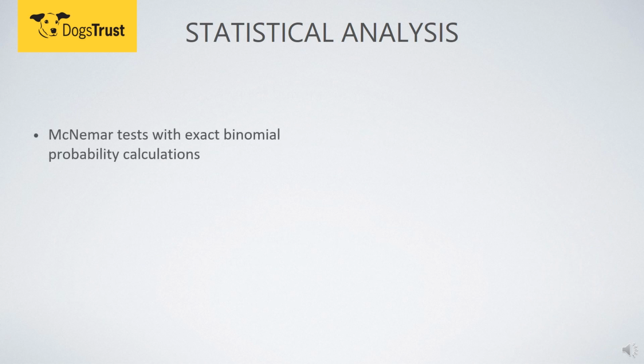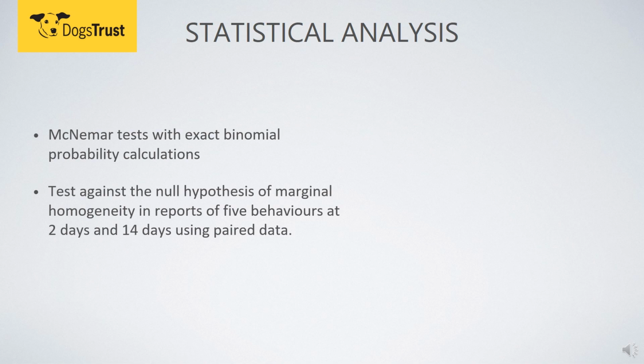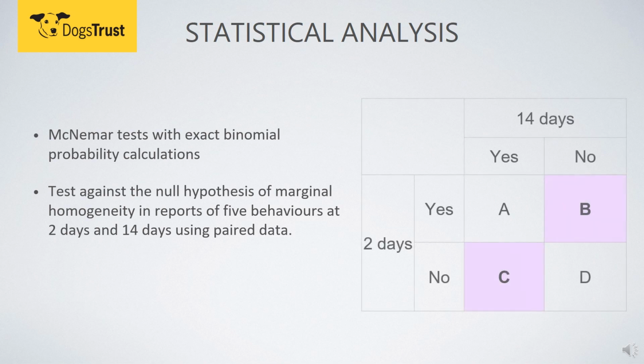With this analysis, I summarised the frequency of the reported behaviours in both the 2-day and 14-day telephone surveys, and then ran a McNemar test using exact binomial probability calculations. This tests against the null hypothesis of marginal homogeneity in reports of the behaviours at 2 days and 14 days using paired data. So for example, it tests whether there is a statistically significant difference between the frequencies represented in cells B and C. Cells B and C represent whether the behaviour was reported at one time point but not at the other time point.